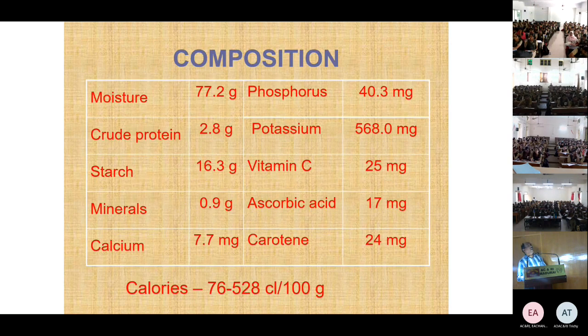The composition of the potato crop: moisture 77.2, phosphorus 40.3, crude protein 2.8 gram, starch 16.3, minerals 0.9 gram. It is rich in potassium 568 milligram, vitamin C 25 milligram, ascorbic acid 17 milligram, then calcium 7.7 milligram, whereas carotene 24 milligram, with a calorific value of 76 to 528 calories per 100 gram.